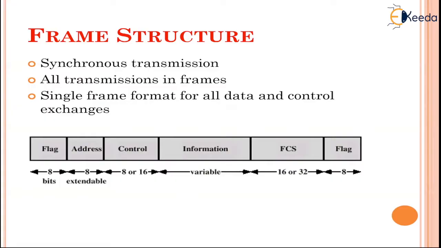The flag, address and control fields, preceding the information field, are known as the header, and the FCS and flag fields at the end, that is after the information field, are referred to as the trailer.